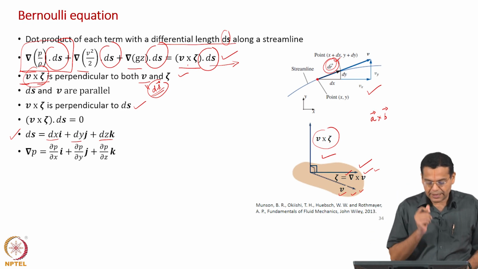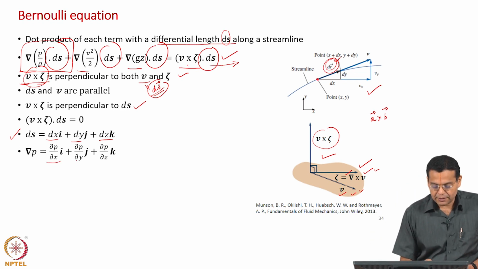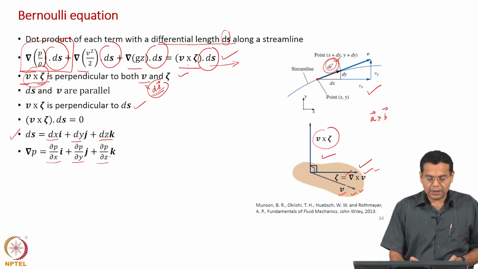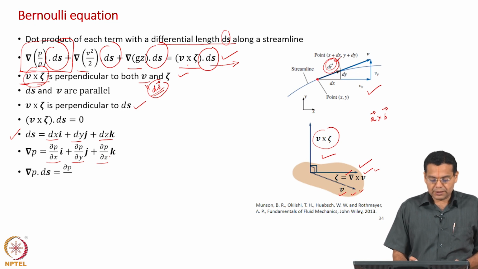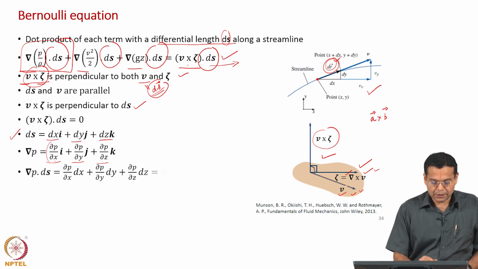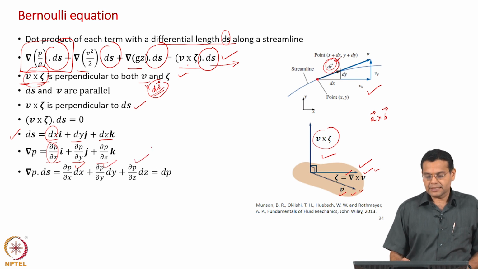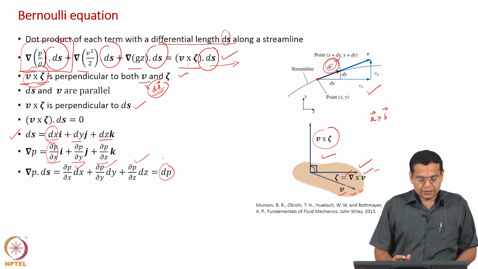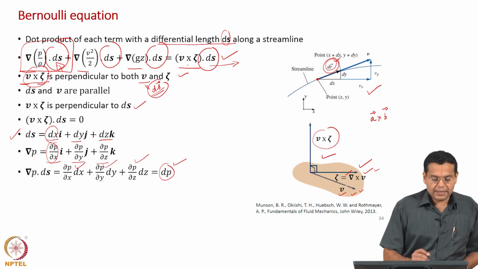So, what is the gradient of p? Dou p by dou x i, dou p by dou y j, dou p by dou z k. Now, let us take the dot product of the gradient of p with the ds vector. What do we get? We have dou p by dou x into dx, dou p by dou y dy, dou p by dou z dz, which is dp. So, when you take the dot product of the gradient of p with the ds vector, you get dp, which means that for this term you should get d of p by rho.